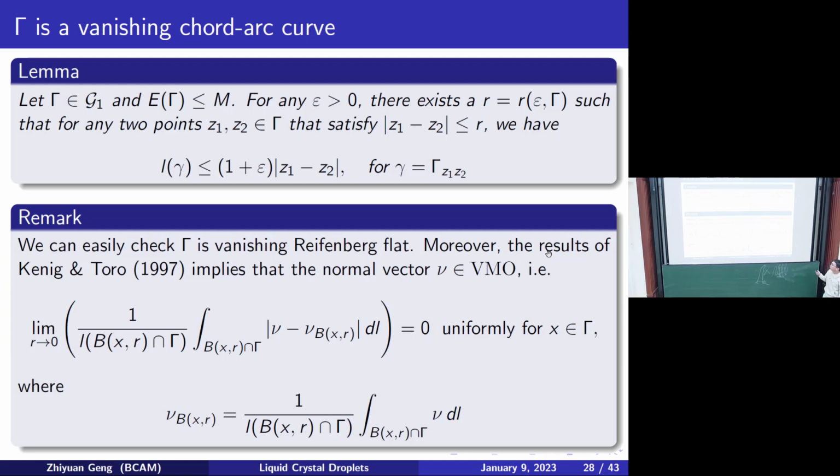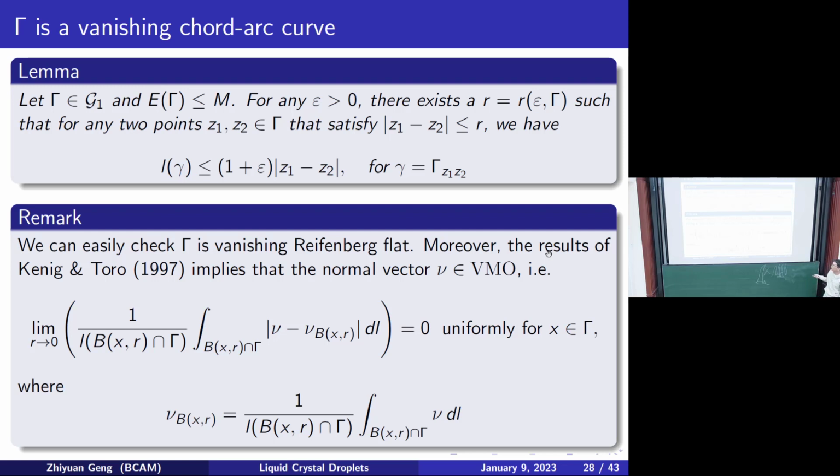Then further we can show that this curve is actually a so-called vanishing chord-arc curve, which means that in smaller and smaller neighborhoods, if the distance of Z1, Z2 is very close, then the length of the curve is almost the same, so the constant of the chord-arc property is almost 1. That means in a smaller and smaller neighborhood, this curve will be more and more flat.